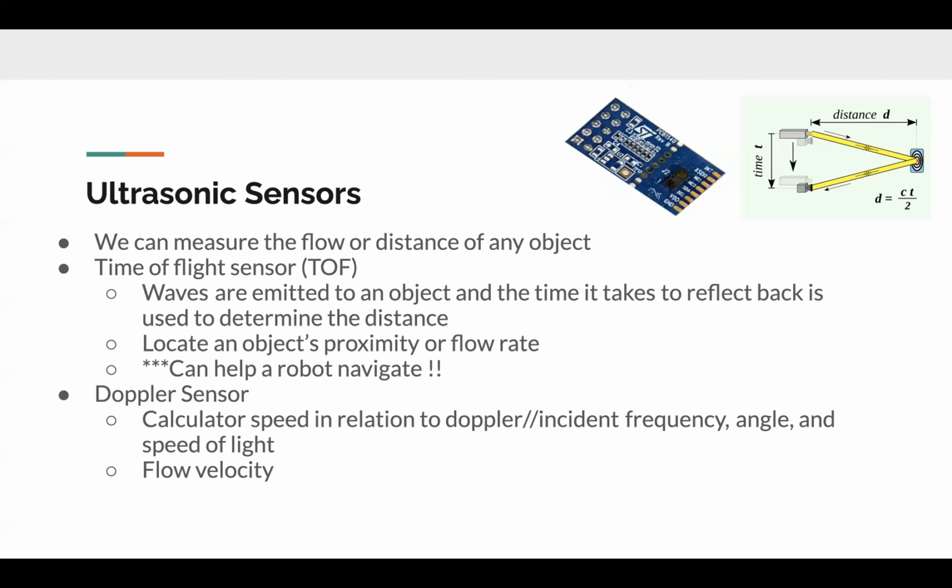And then a Doppler sensor is also pretty similar to a time of flight sensor, but it uses a different equation, and it could also detect the flow velocity by determining the Doppler frequency, angle, and using the speed of light in the formula. And again, like I said before, the Doppler sensor is a little bit more expensive than the time of flight. So it would be pretty important to consider what type of design you need and whether you are mass producing your system or not.